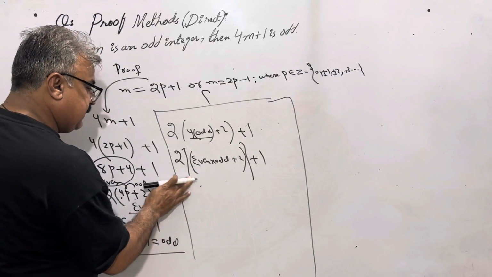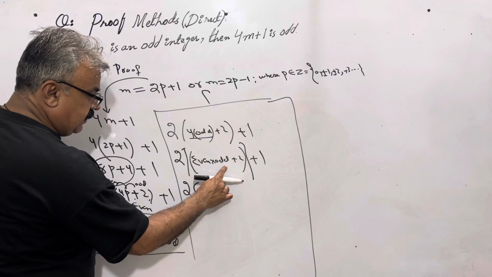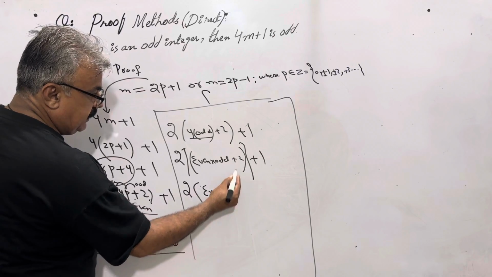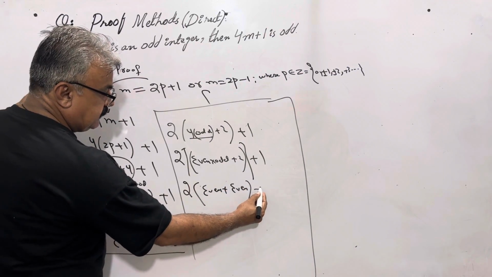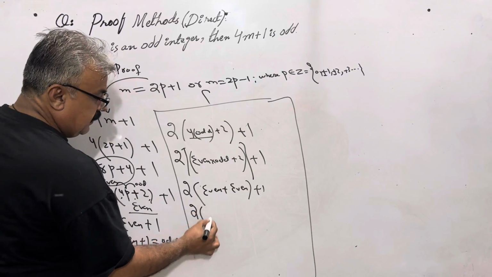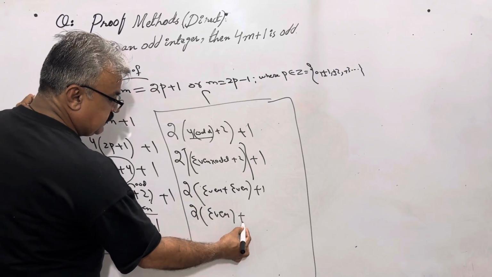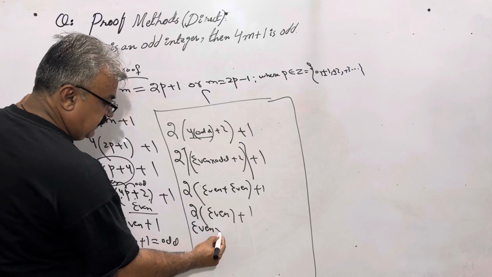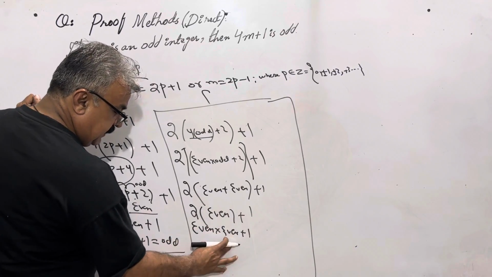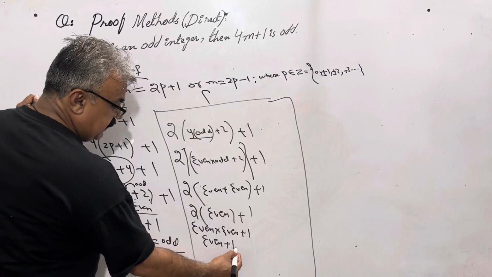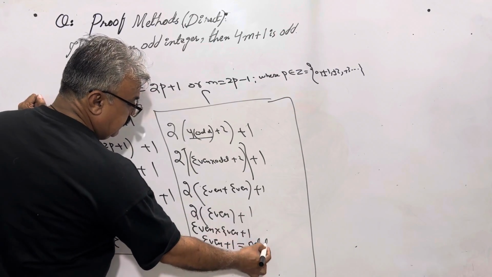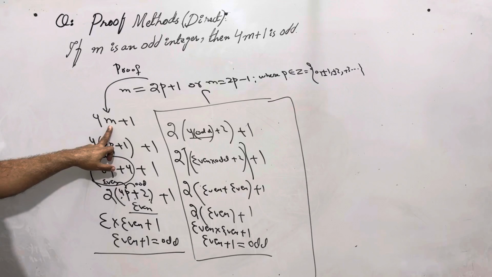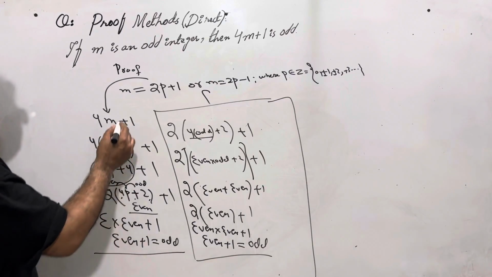Even times odd always gives us even. Take any values, even times odd is always even. And 2 is also even. Even plus even is always even, so we have 2 times even, that is even times even, plus 1. Even times even is again even, and even plus 1 is equal to odd. So we are on the safe side: 4 times m plus 1 is odd whenever m is odd.